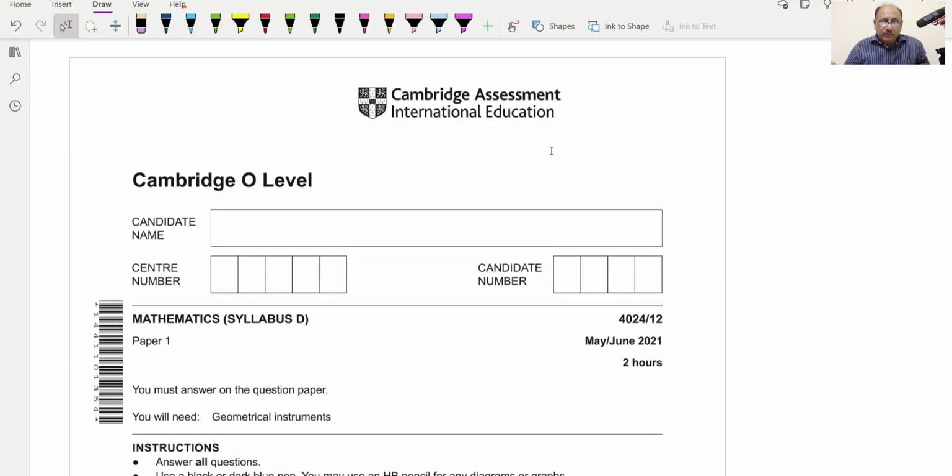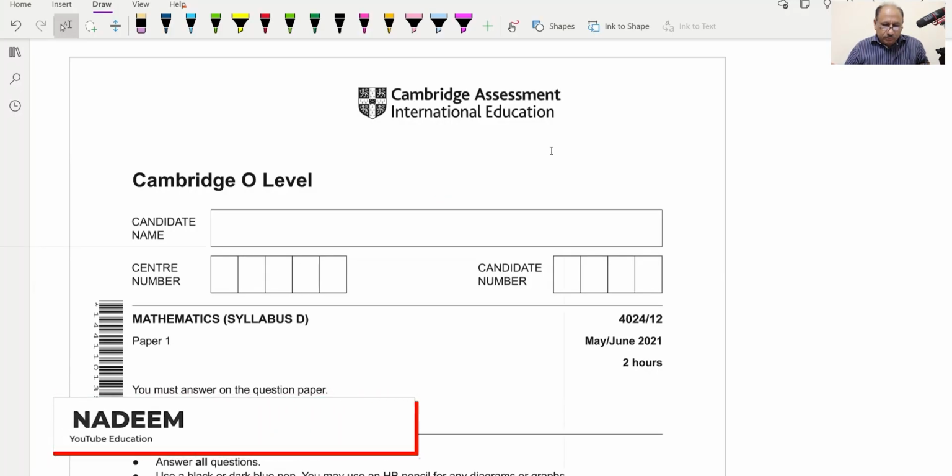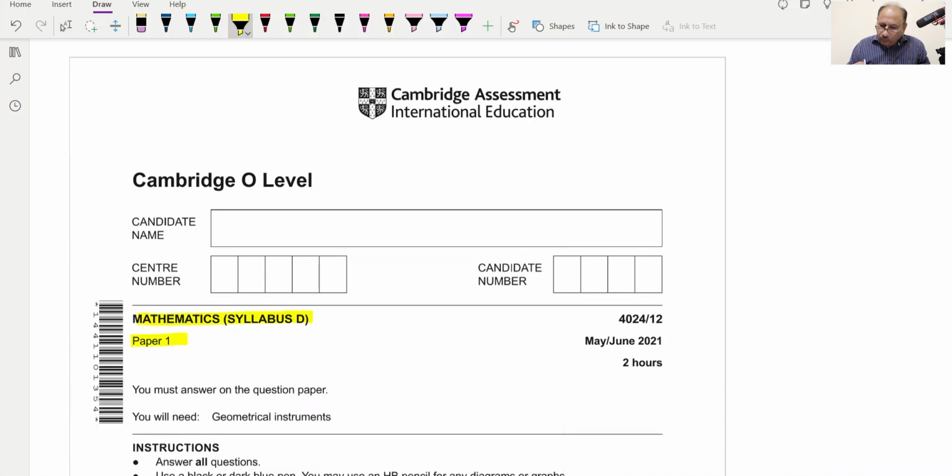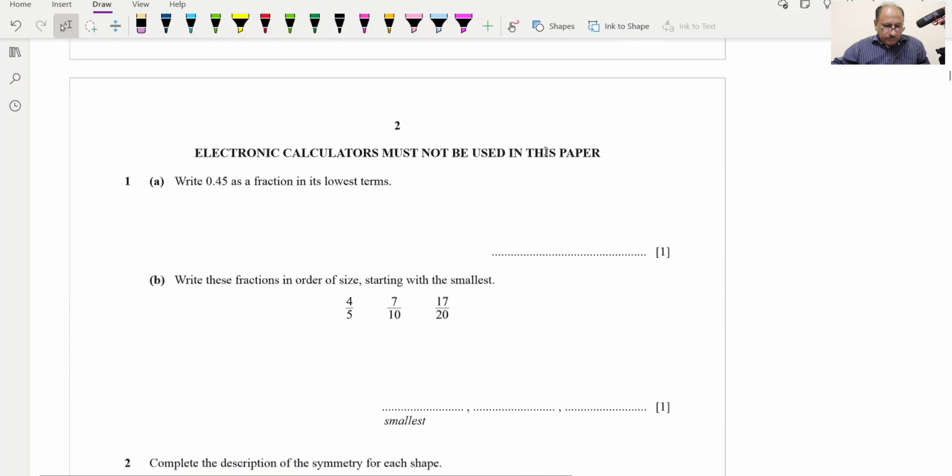Hello everyone, today we'll be going through Cambridge O-Level Mathematics Syllabus D, Paper 1, 402412 May-June 2021. Let us move to the question.